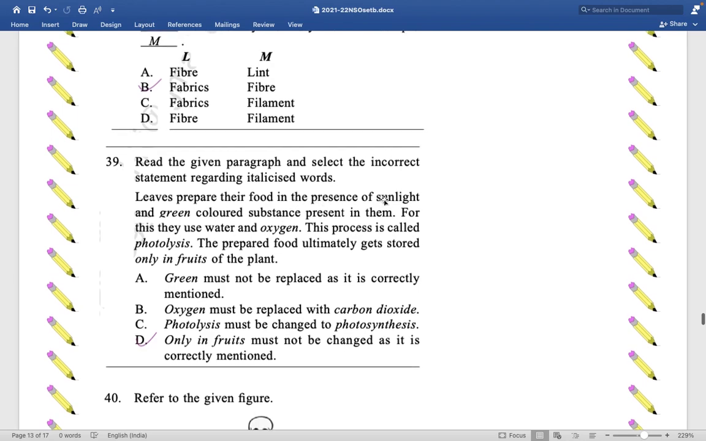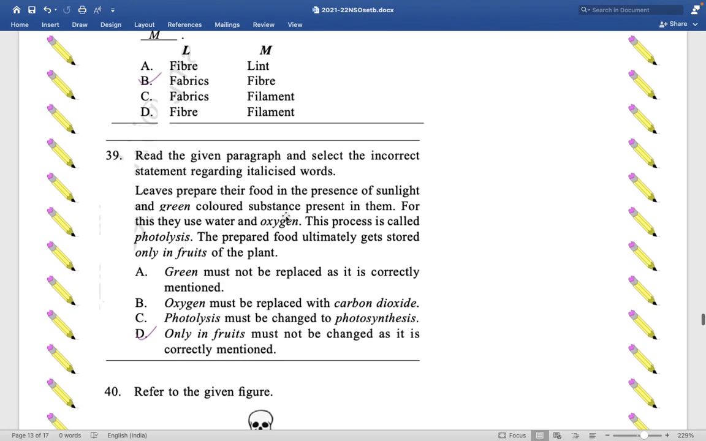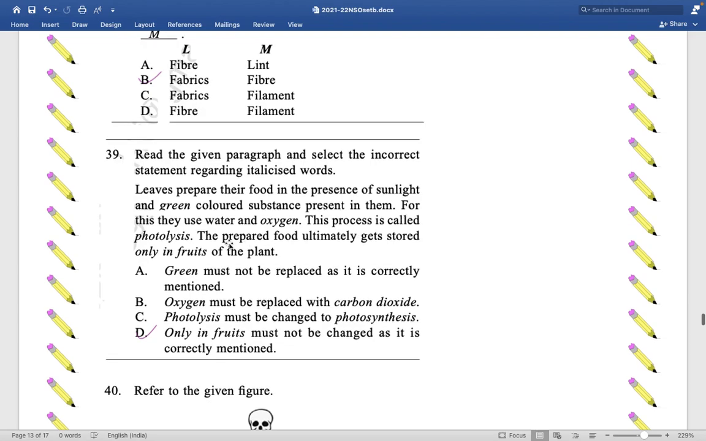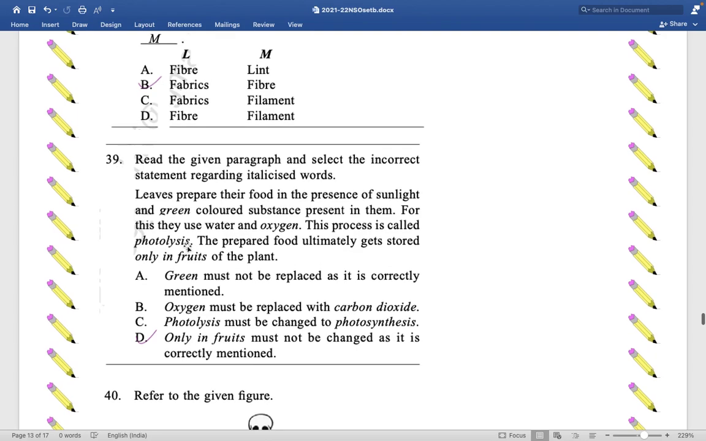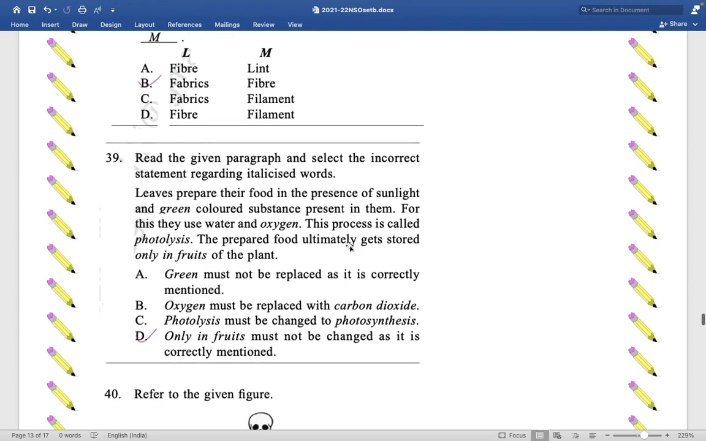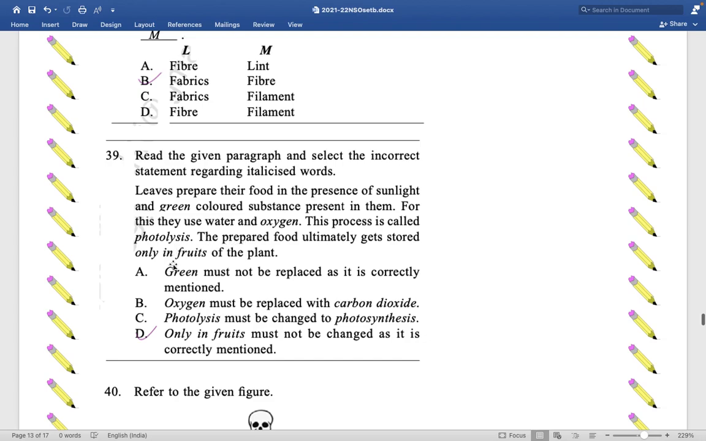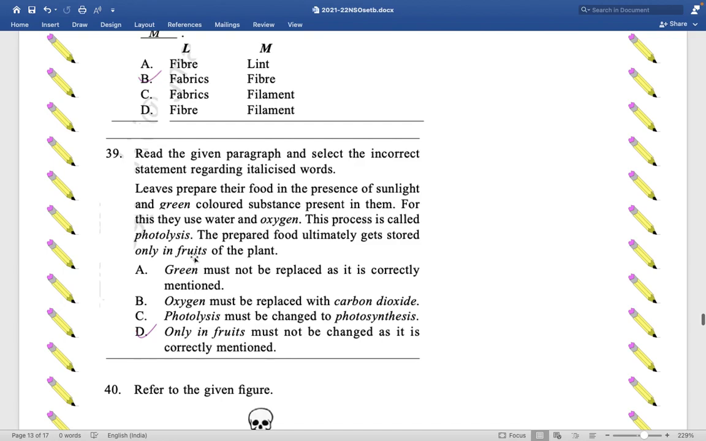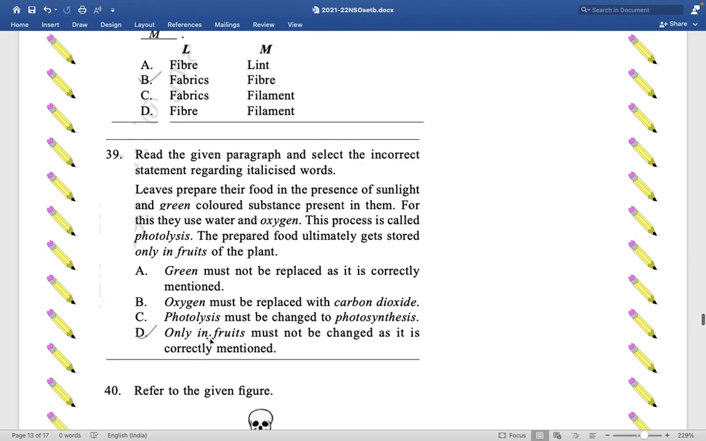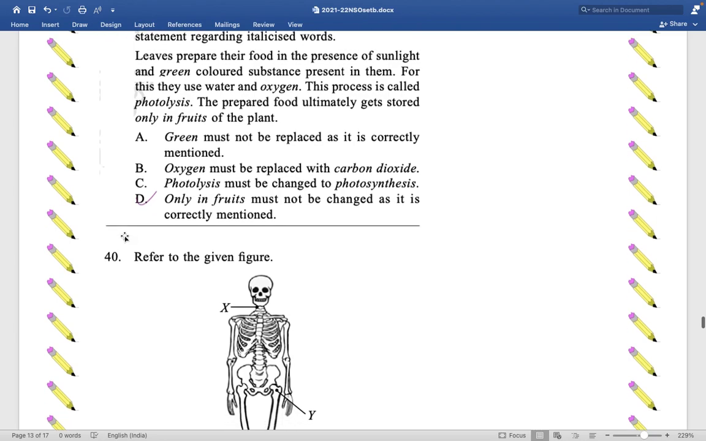Leaves prepare their food in the presence of sunlight and green colored substance present in them. This is called chlorophyll. For this, they use water and carbon dioxide. Oxygen should be replaced by carbon dioxide. This process is called photosynthesis. Photolysis should be replaced by photosynthesis. The prepared food ultimately gets stored only in fruits of the plant. Only in fruit should be replaced by various parts of a plant. D is the correct option.